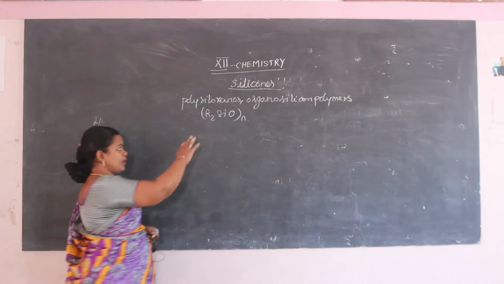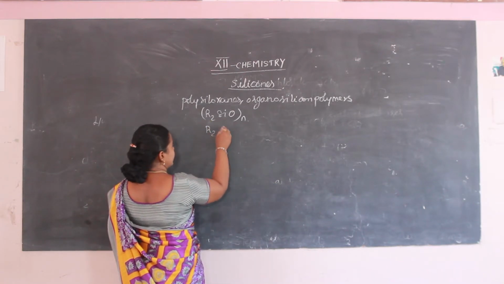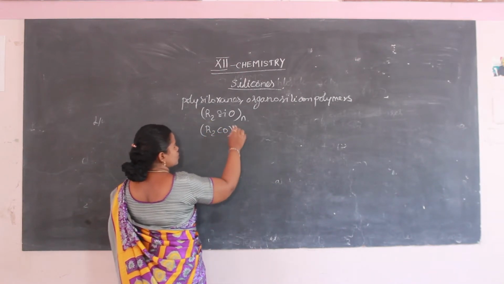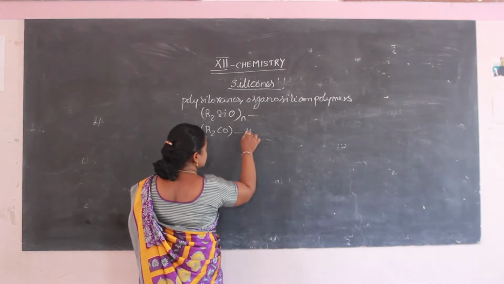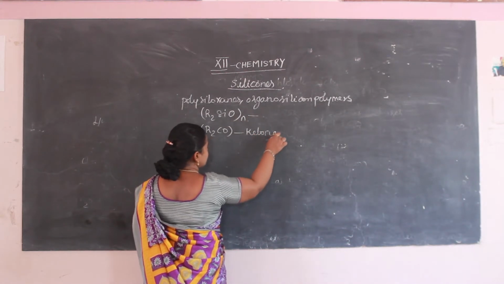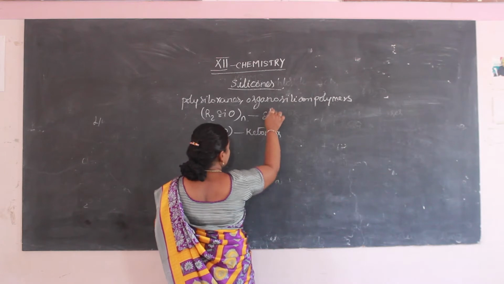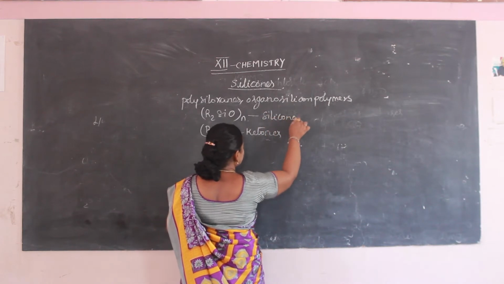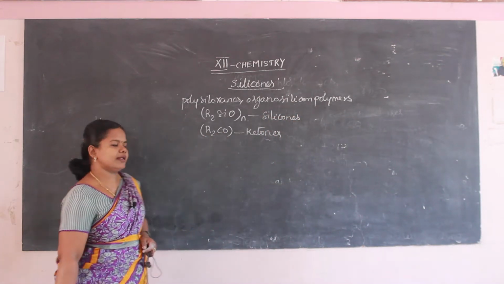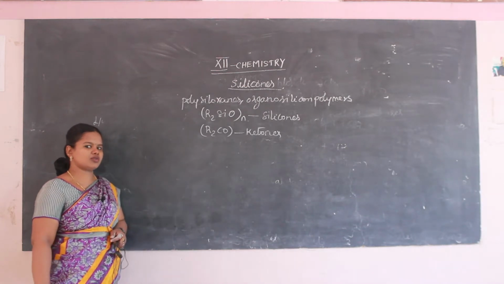Its formula is similar to ketones, so it is named silicones. Since the formula looks like a ketone, they named it silicones, R2SiO.